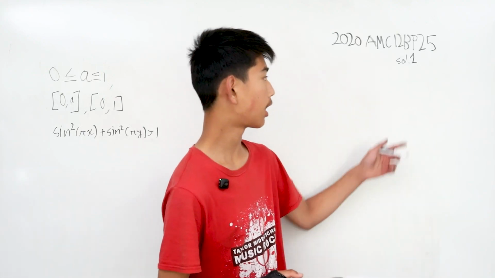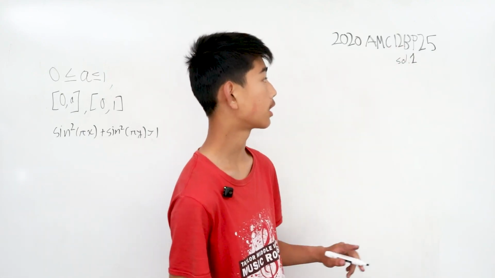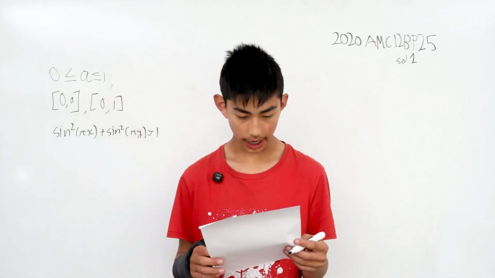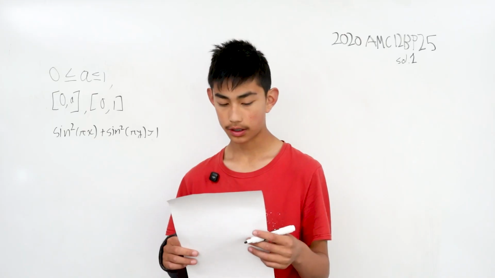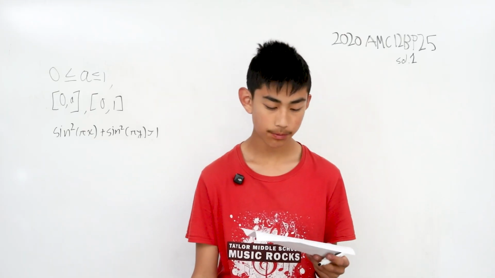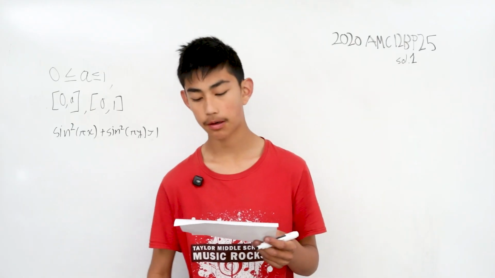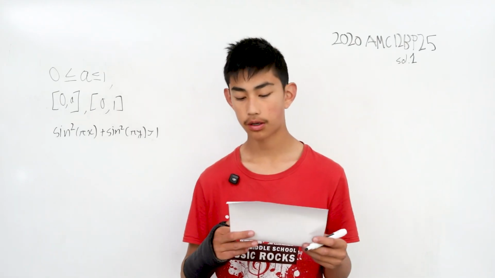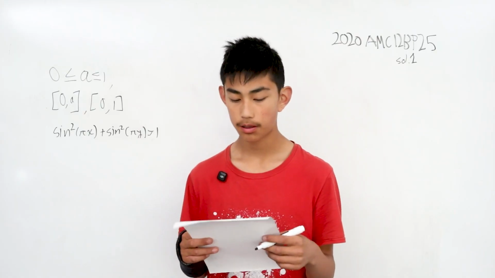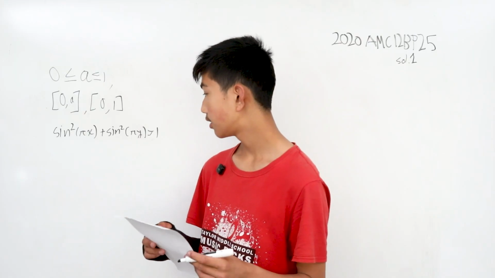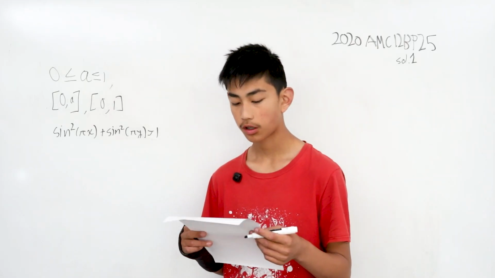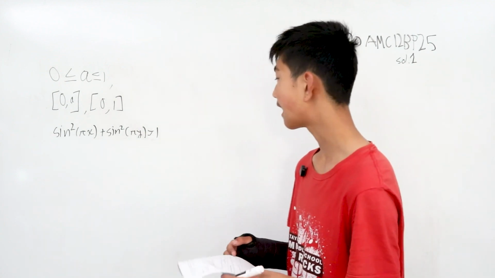We're solving problem 25 from the 2020 AMC 12B. For each real number a with 0 ≤ a ≤ 1, let numbers x and y be chosen independently at random from the intervals [0, a] and [0, 1] respectively, and let p(a) be the probability that sin²(πx) + sin²(πy) > 1. What is the maximum value of p(a)?